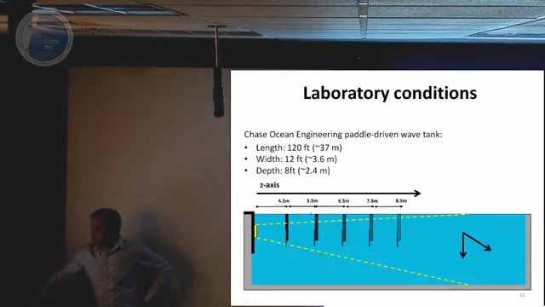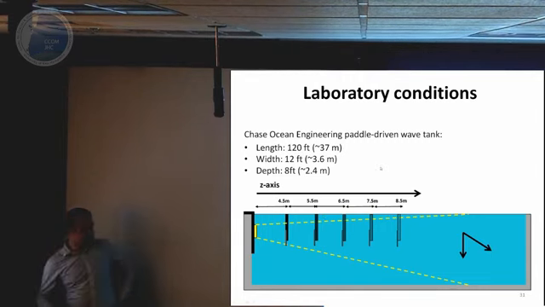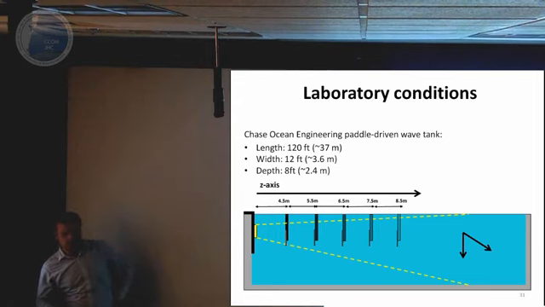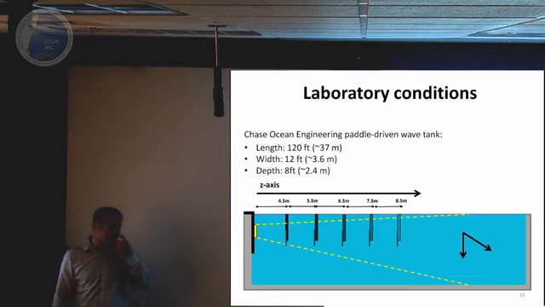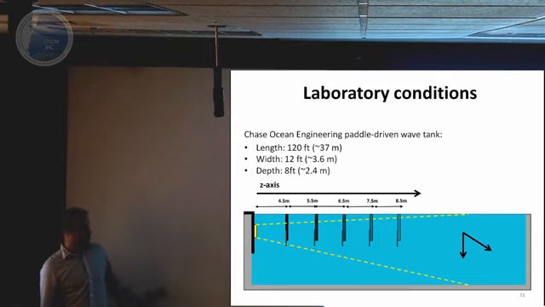So let's talk about the tow tank a little bit. The length is 37 meters, the width is 3.6 meters, and the depth is 2.4 meters. So basically, we are not very constrained by the tow tank, but in terms of depth, it may be a little constrained, because we can observe surface and bottom reflections at this limited depth.